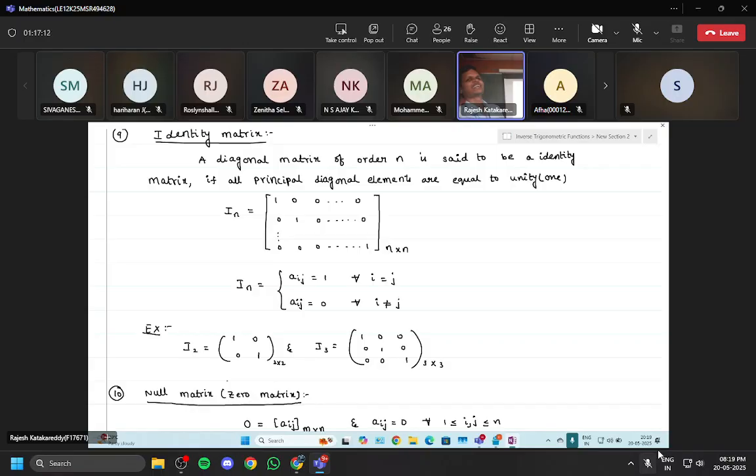See, a rectangular matrix cannot be symmetric or skew symmetric. The matrix should be square, then only we can talk about symmetry and skew symmetry. A square matrix of order n is symmetric, and I am asking the maximum number of distinct elements we can use in that. Clear?